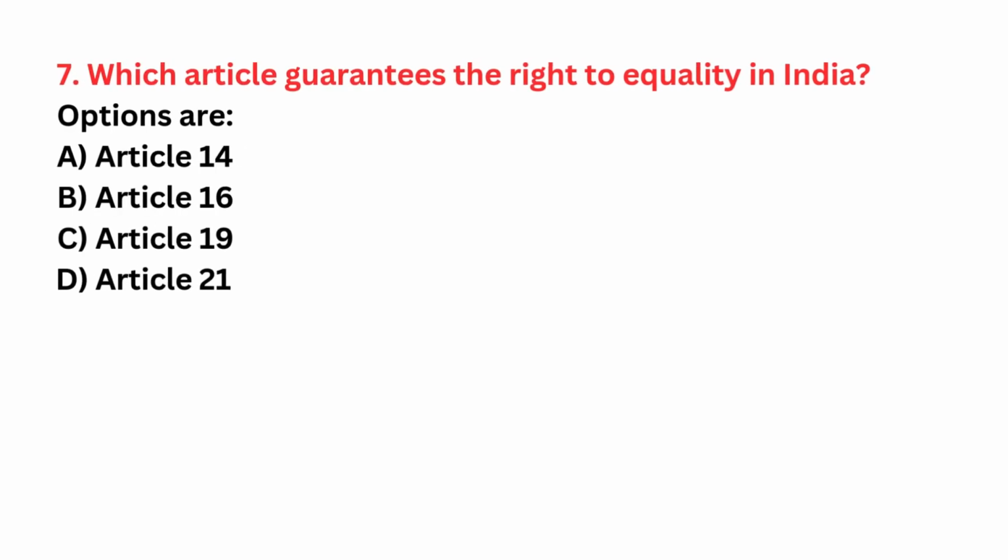7. Which article guarantees the right to equality in India? Options are A. Article 14, B. Article 16, C. Article 19, D. Article 21.